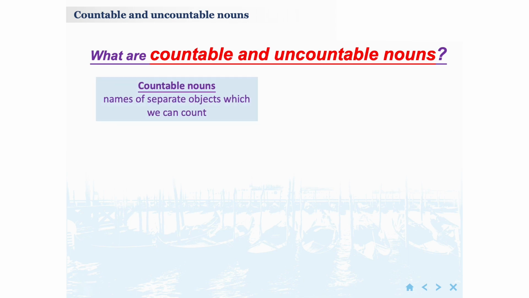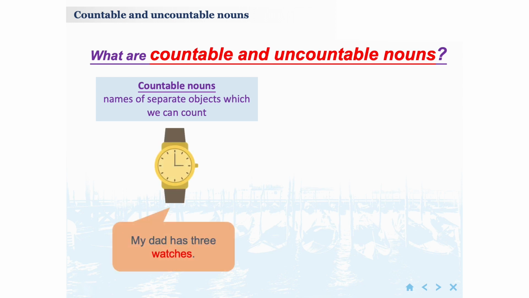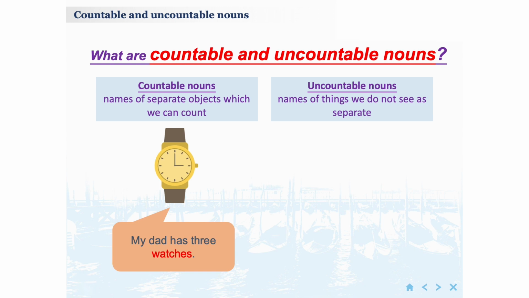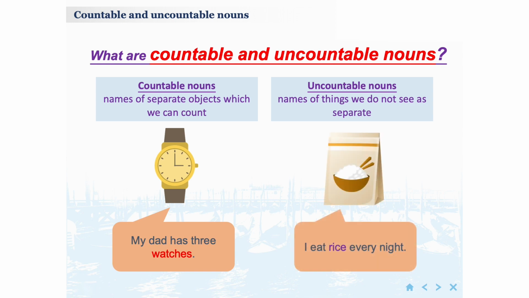Here is an example. My dad has 3 watches. In this sentence, the noun watch is countable. On the other hand, uncountable nouns are the names of things which we do not see as separate. This is an example. I eat rice every night. In this sentence, rice is an uncountable noun, so we do not use a number with it.